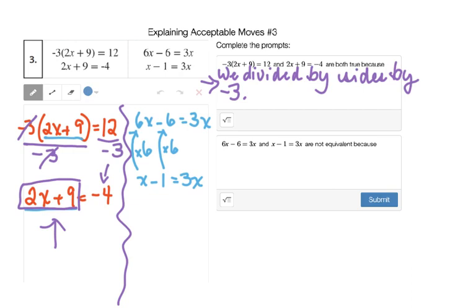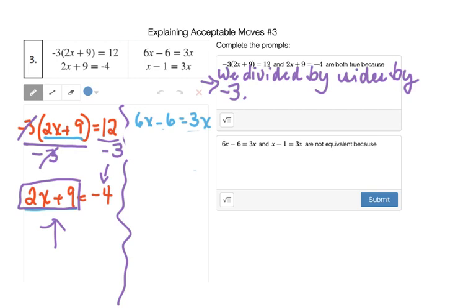Okay, so remember what we said. If I multiply the left-hand side by 6, that means I've got to do the same on the right. And did they do that? No, because if they would have multiplied this by 6, this would have been 18x, but it's not. Okay, so now let's go the other way. That's what I did today, I went the other way.